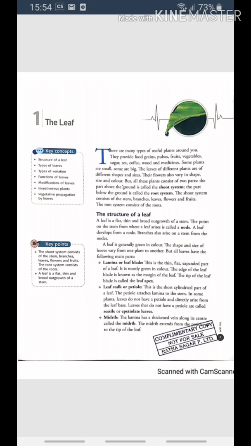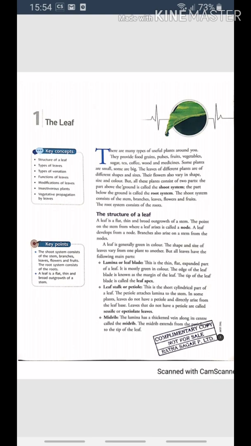Now children, see the arrangement of leaves on a stem. So what is the arrangement of leaves called? The arrangement of leaves on a stem is known as phyllotaxy. It is of three types: alternate arrangement, opposite arrangement, and whorled arrangement.